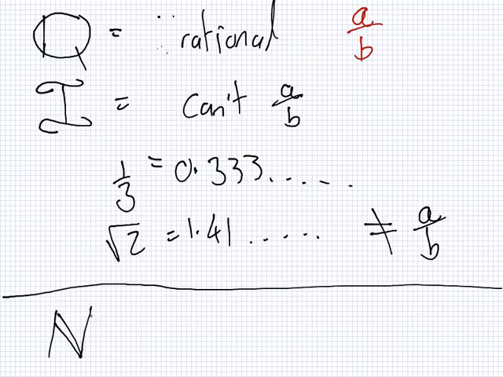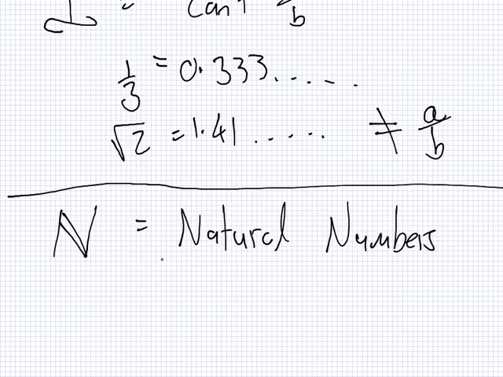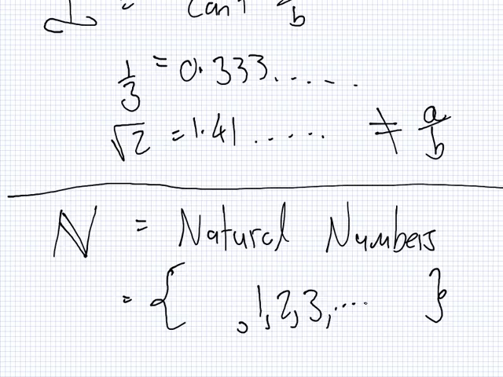What's this one? Natural numbers. And what numbers are those? From 0 to 100. No. 1, 2, 3, etc. Do we include 0 or not? Yes or no here? Well, the answer is maybe.